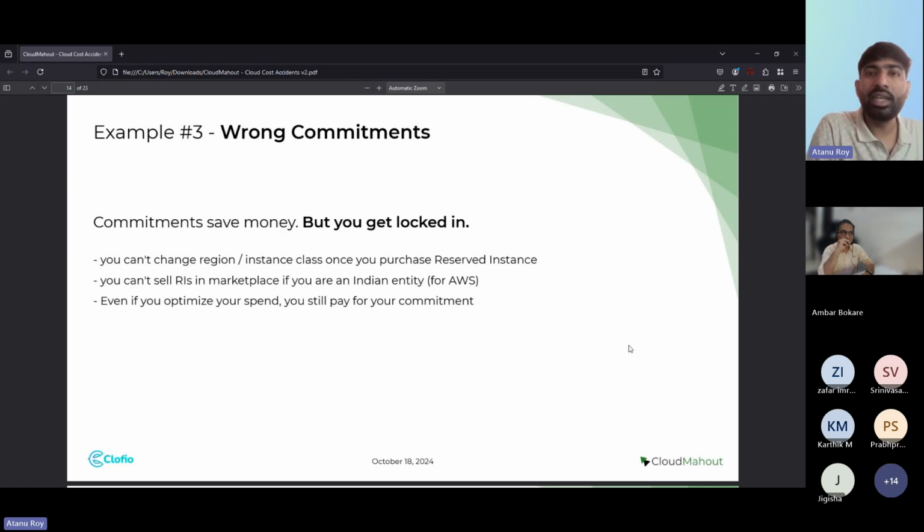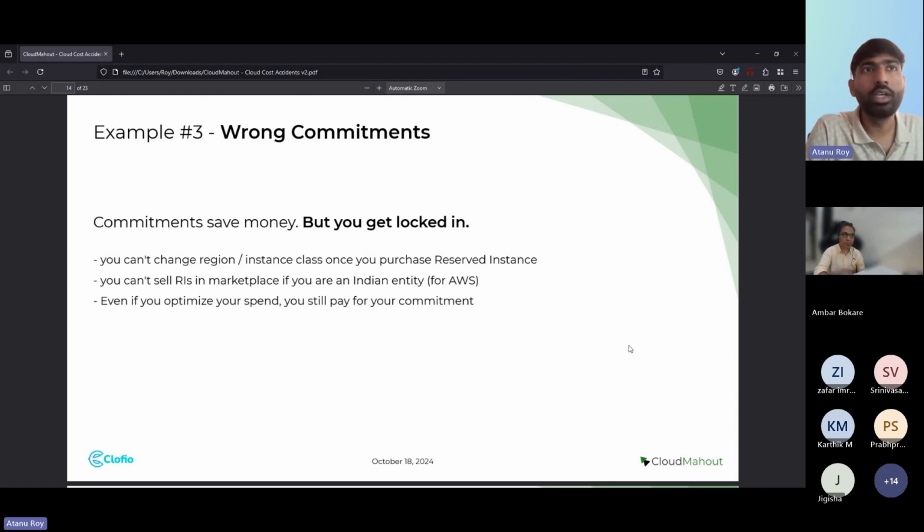This is something we have seen: a lot of people see commitment as a low-hanging cost savings opportunity. They think, hey, I purchase a commitment and then I save 66% of my cost, right? But you do not see the fact that once I purchase, I cannot go back, right?